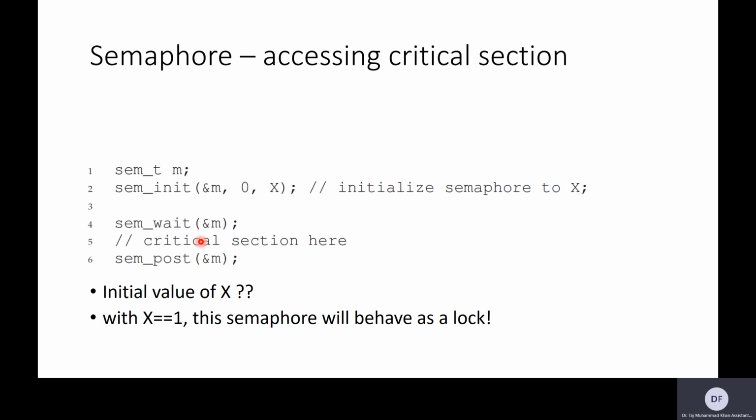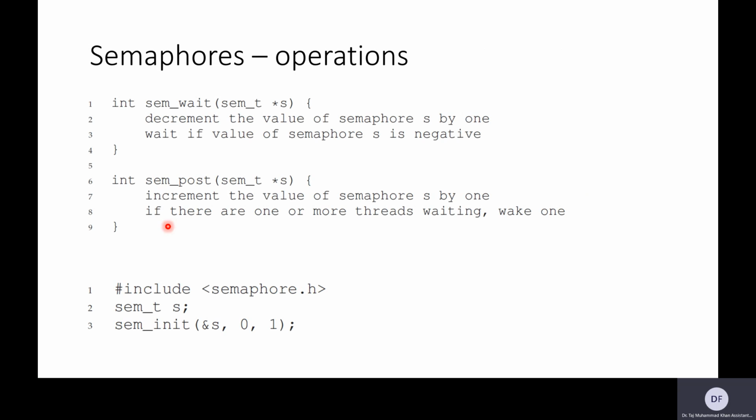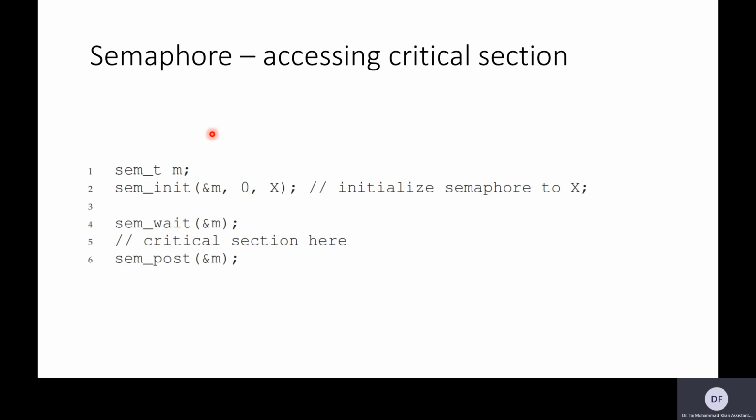Okay. So while this thread is in the critical section, the value of the semaphore has now become 0. And if another thread calls sem_wait on this same semaphore, sem_wait will decrement the value of the semaphore. And since the value was 0, after decrementing, the value will become negative, -1. And if you see the behavior of sem_wait here, if the value becomes negative, then this thread blocks and goes into a wait. So the second thread calling sem_wait will block because the value of the semaphore has become negative.